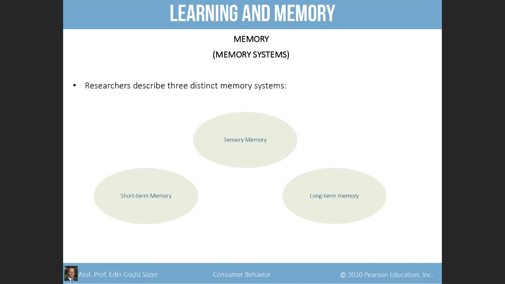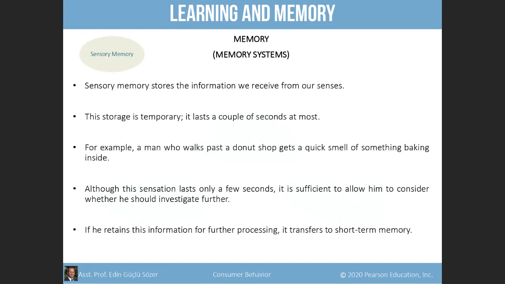Another important issue is that we can define at least three types of memory in general terms. These three types are sensory memory, short-term memory, and long-term memory. So what is the difference between them? We will see. Sensory memory is related to the senses. Short-term memory and long-term memory are about the duration of keeping the information in our mind. So let's start with sensory memory. What does sensory memory mean?